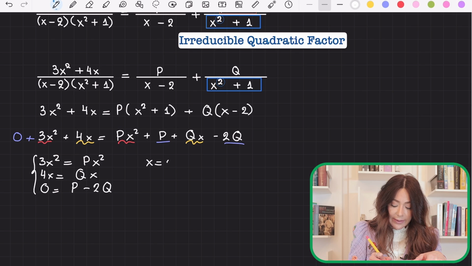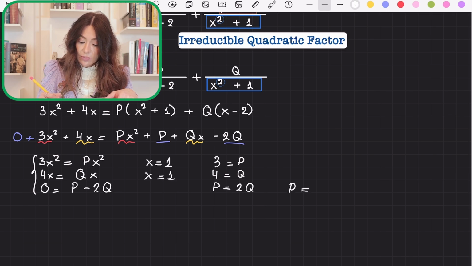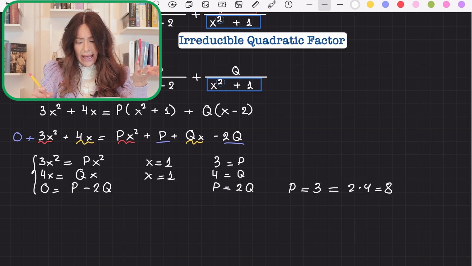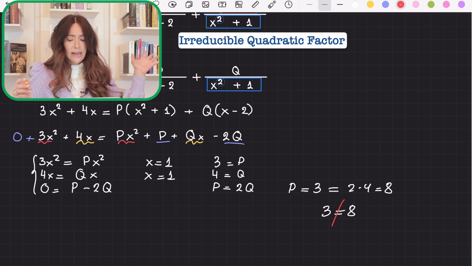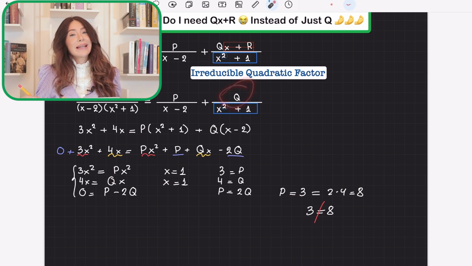All right, allow x to be 1, because that's always nice. Okay, so p equals 3, q equals 4, and p equals 2q. So 3 equals 2 times 4. 3 equals 8. Well, that looks awful, because we know that it doesn't. So one of the assumptions I've made led me to have to contradict a known fact. 3 does not equal 8. So I must have made a mistake there, okay?